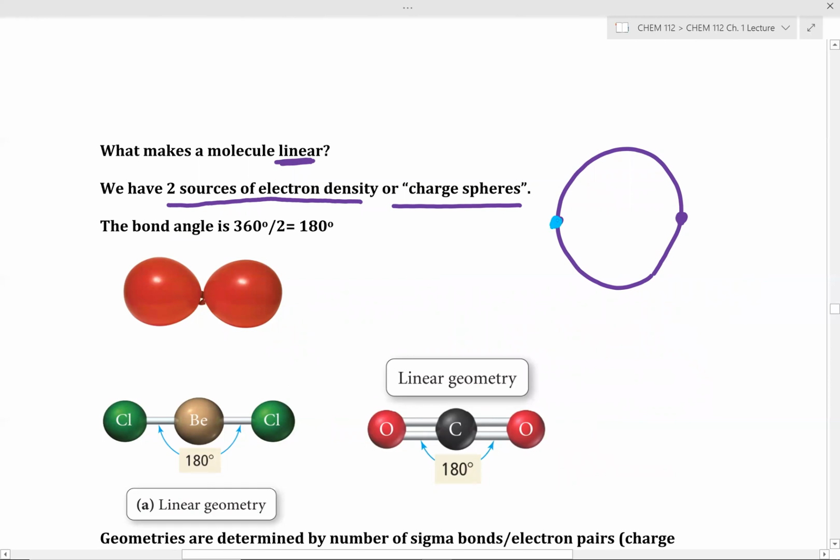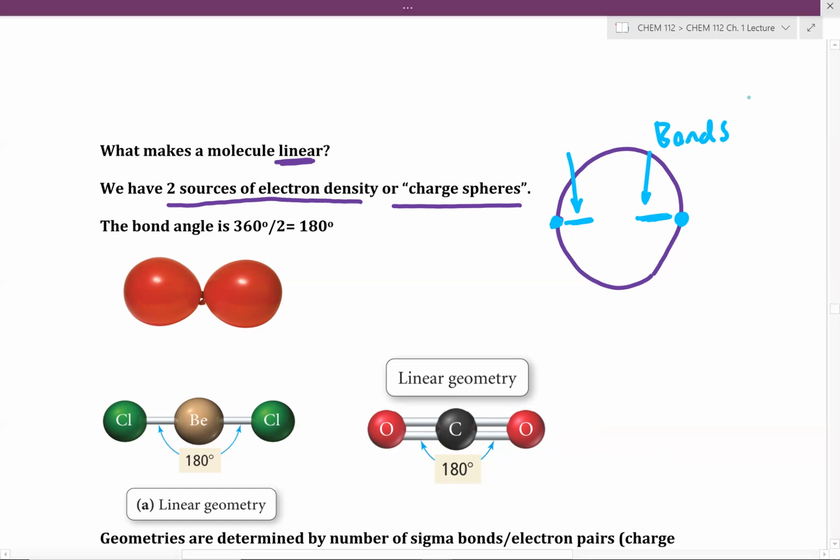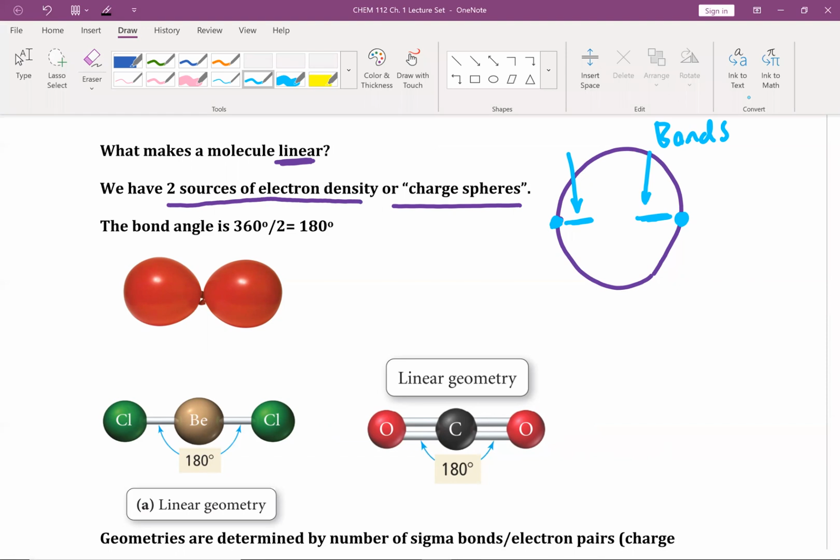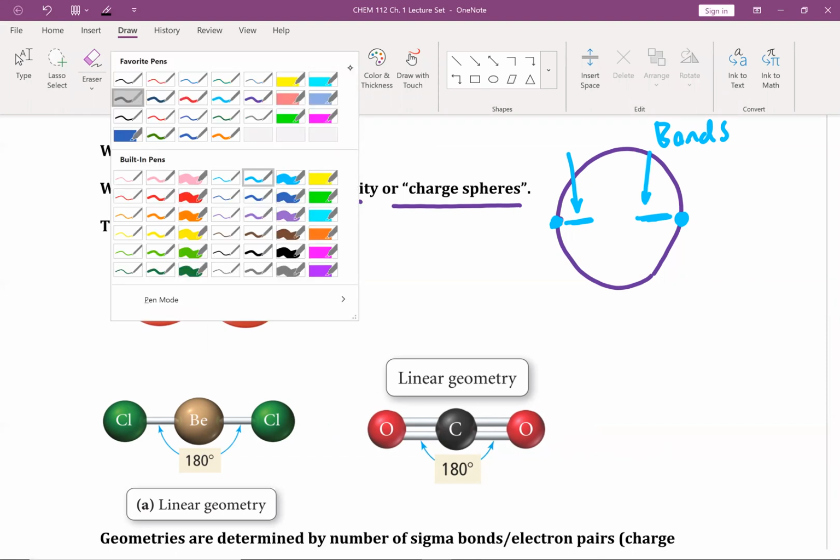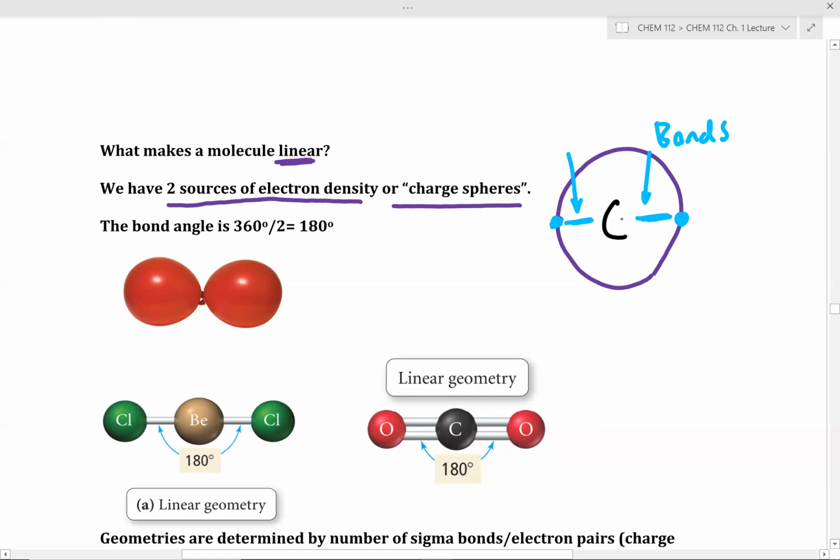So let's suppose we have 2 points on this circle. And these are going to be our regions of electron density that we're going to call our bonds. So these are our bonds surrounding our central atom. Now, my question to all of you, and one thing that I'd like us all to consider, is: if we have these bonds around our central atom, what is the farthest angle that we can separate these regions of electron density, that we can separate these bonds by?